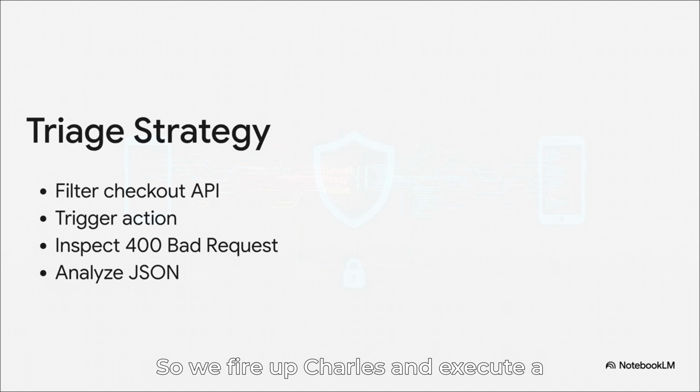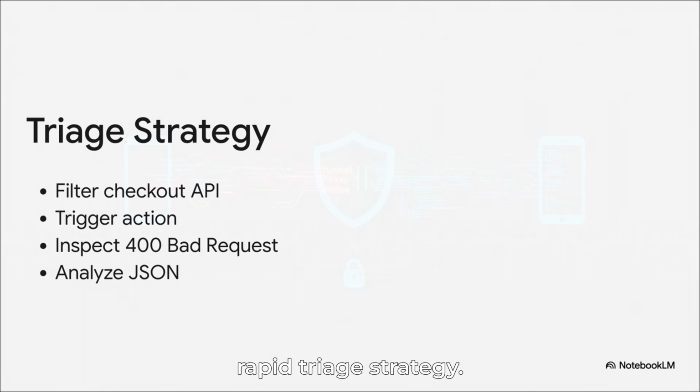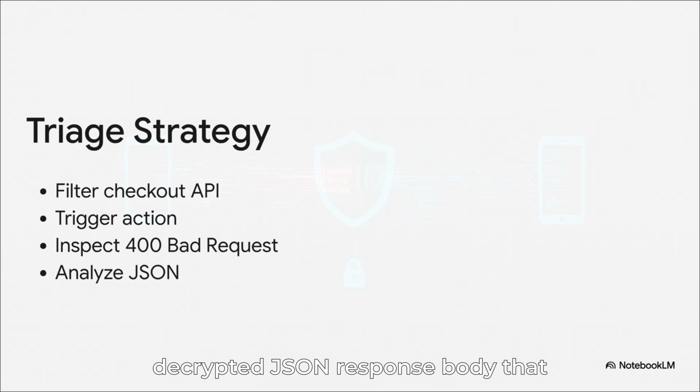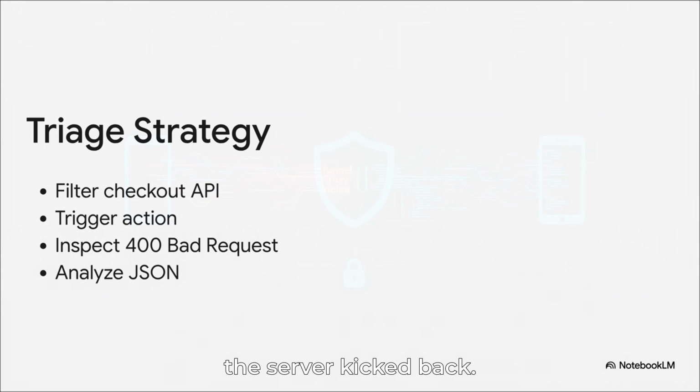So we fire up Charles and execute a rapid triage strategy. First thing, we start recording and use the filter bar to isolate our checkout API domain. Next, we replicate the exact steps the user took on our proxy-connected mobile device and we hit that checkout button. We keep our eyes on Charles and boom, immediately we see a request flagged in red. It's a 400 bad request. Finally, we click into the Contents tab to analyze the decrypted JSON response body that the server kicked back.